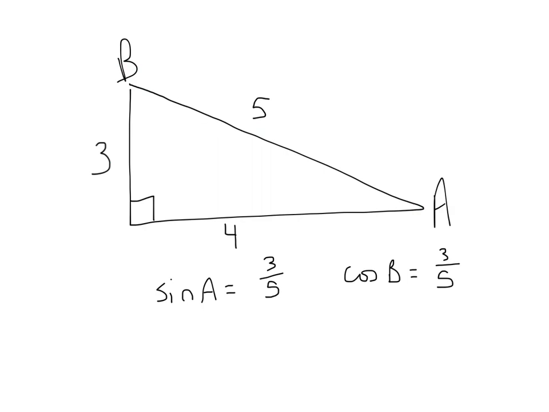So the other thing that you need to realize is that because it's a right triangle, angle A and angle B will always be complementary. So the measure of angle A plus the measure of angle B will always equal 90 degrees. And because they're complementary, anytime you take the sine of angle A, it will always be equal to the cosine of its complement, angle B.